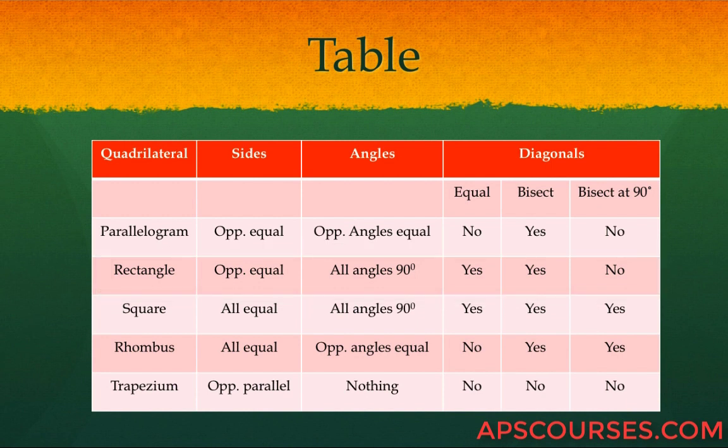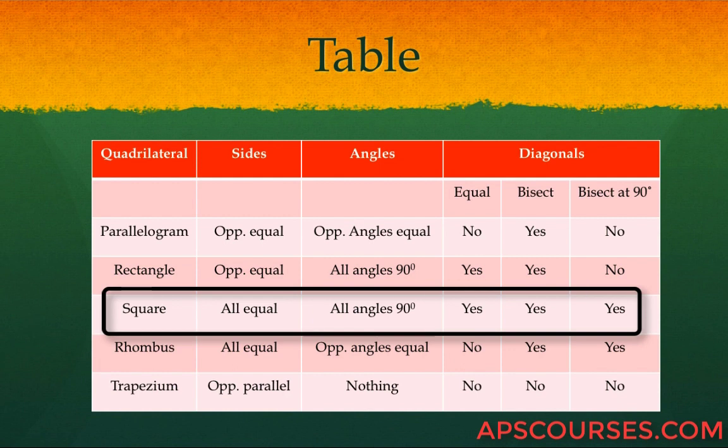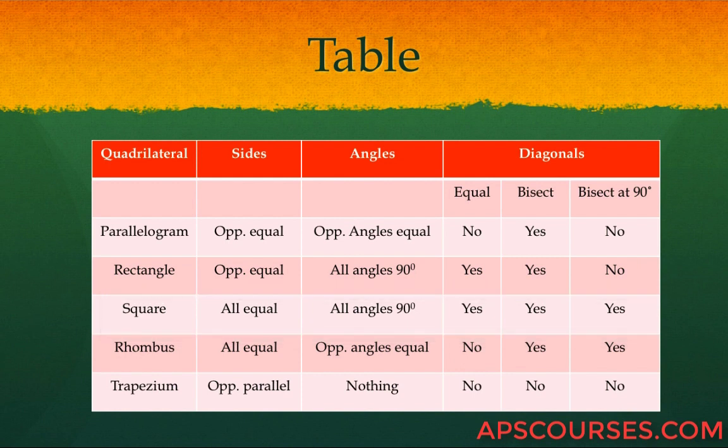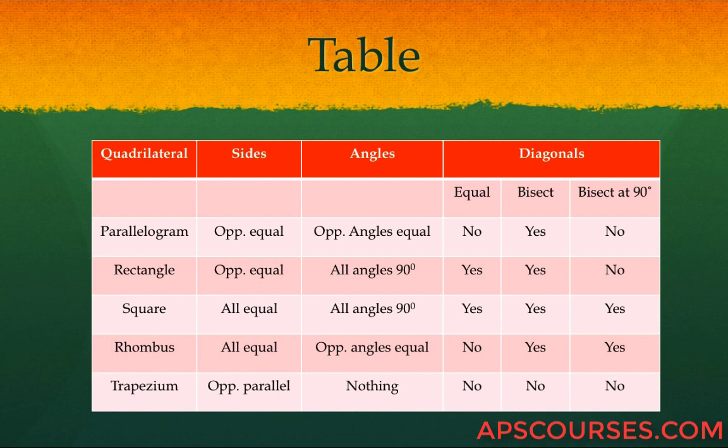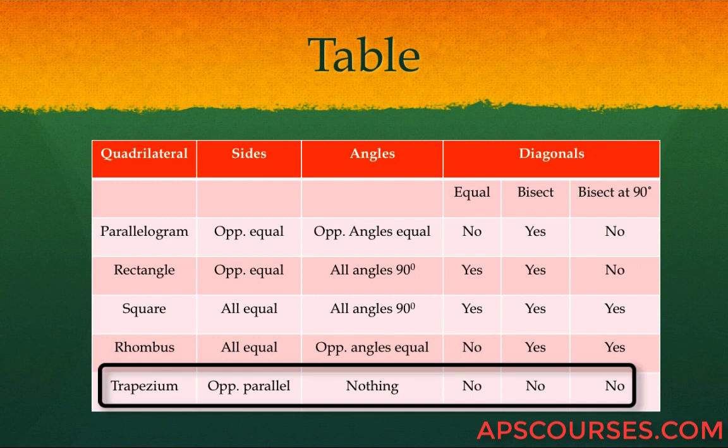In a square, all the sides are equal, all the angles are also 90 degrees, they are also equal, and the diagonals have all the three special properties fulfilled. In the rhombus, all the sides are equal and only the opposite angles are equal. The diagonals are not necessarily equal, but they bisect each other at 90 degrees. In the case of a trapezium, the opposite sides are parallel. There is nothing special about the angle properties, and the diagonals do not necessarily fulfill any of these three properties.